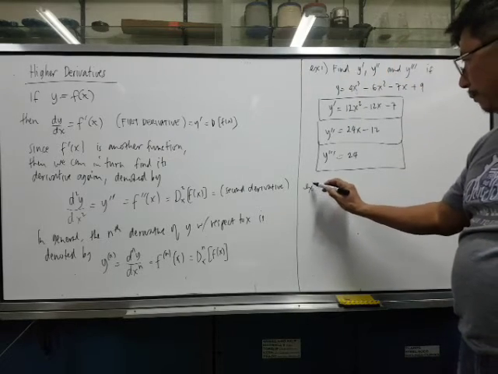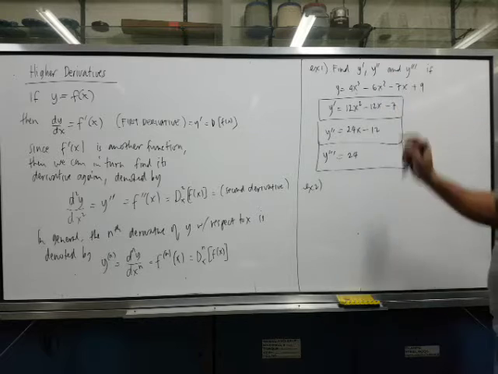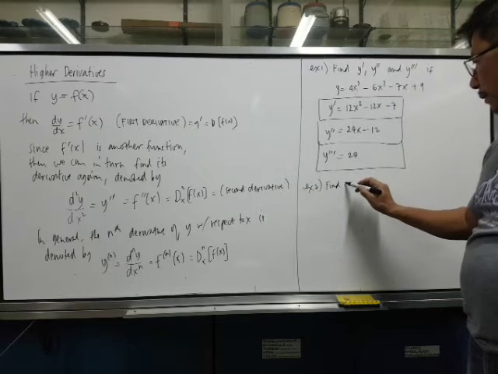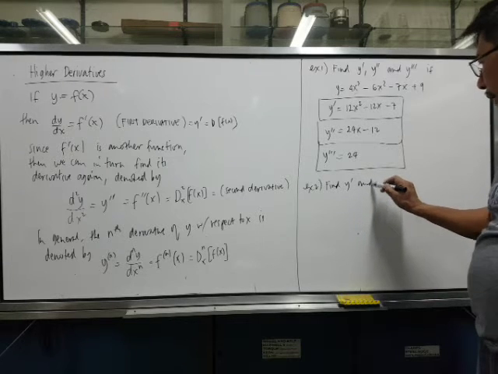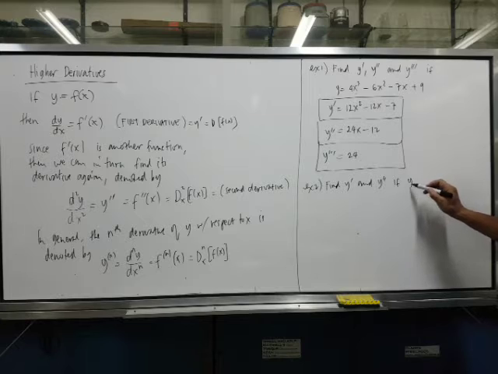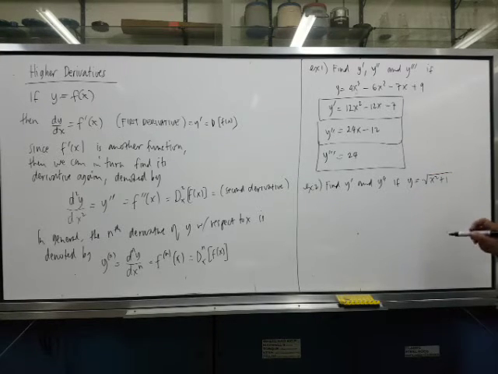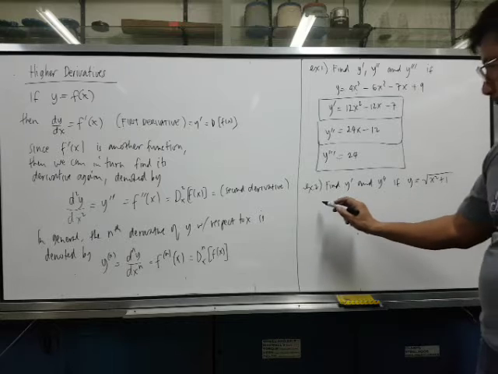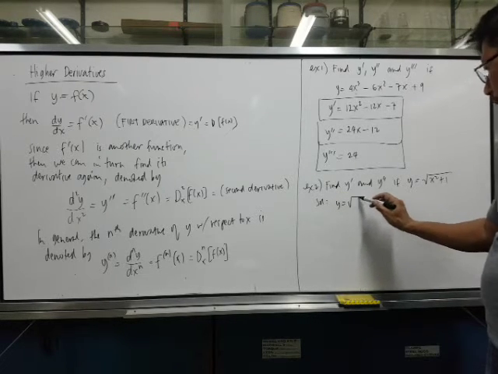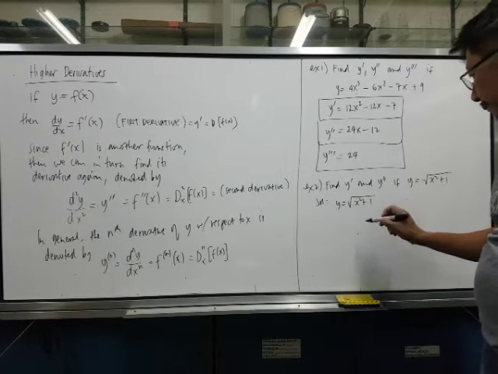Okay, let's take another example. In most applications anyway, we are only interested up to the second derivative. So let's say, for example, we want to find y prime and y double prime, knowing that y equals the square root of x squared plus 1.